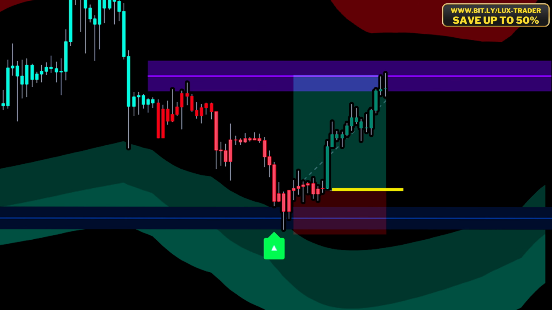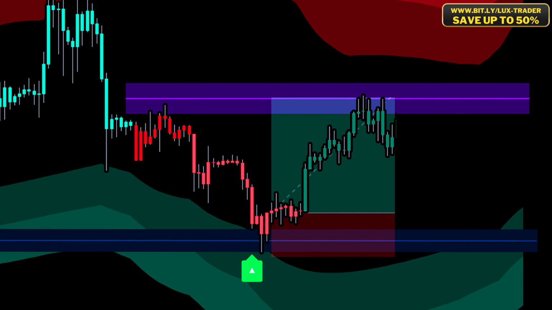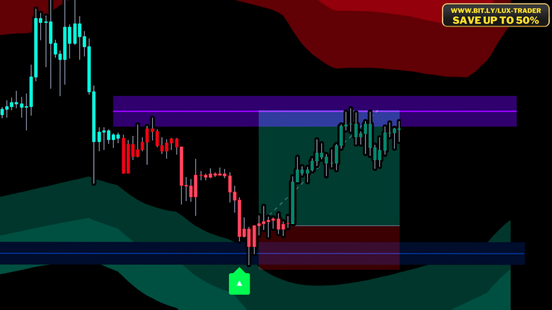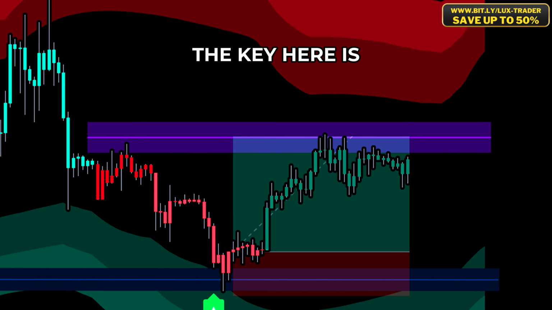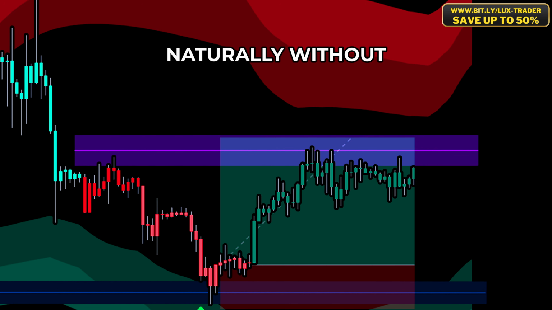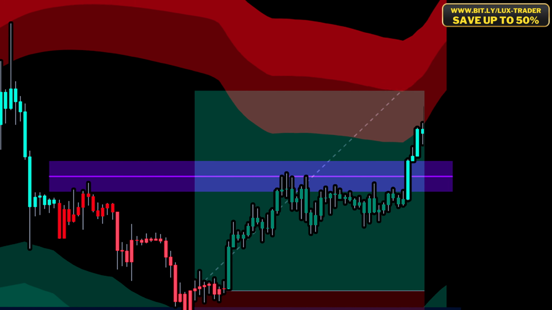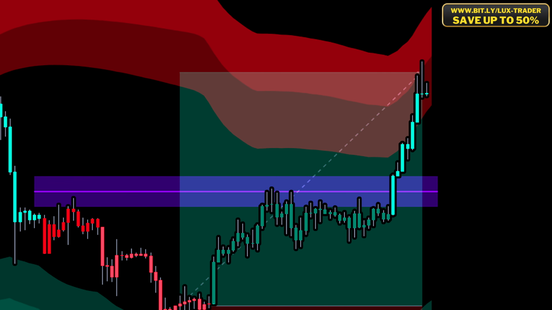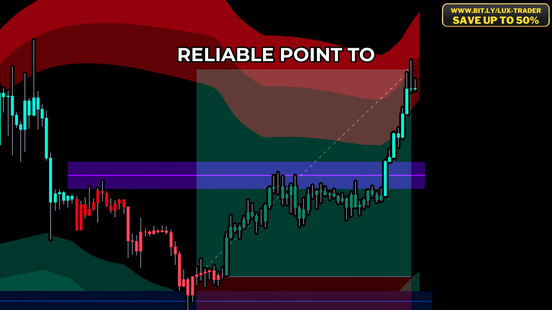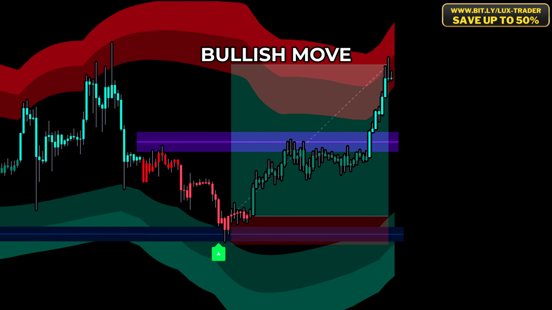At this point, you also want to set your stop loss to break even. This means that even if the market reverses against you, you won't lose any of the remaining position. Now, you can let the rest of your trade run. The key here is to allow the market to move naturally without panicking and closing too early. You'll hold this position until price action reaches the middle of the upper reversal band. This is a reliable point to fully exit the trade, as it often signifies exhaustion of the bullish move.